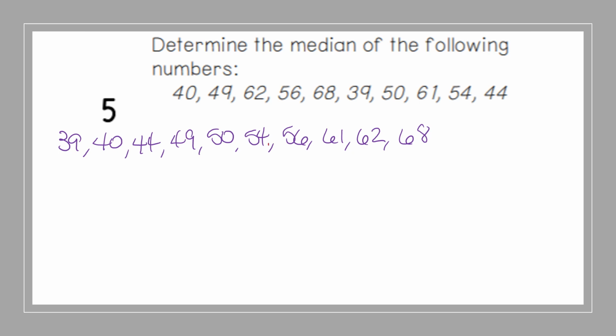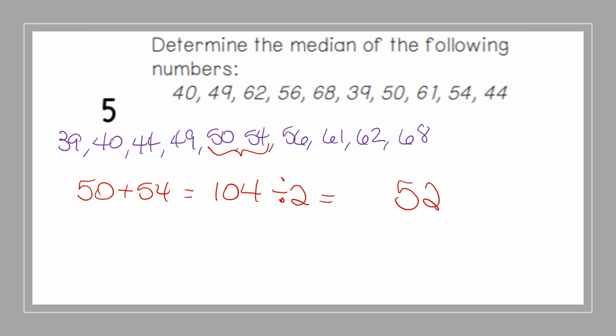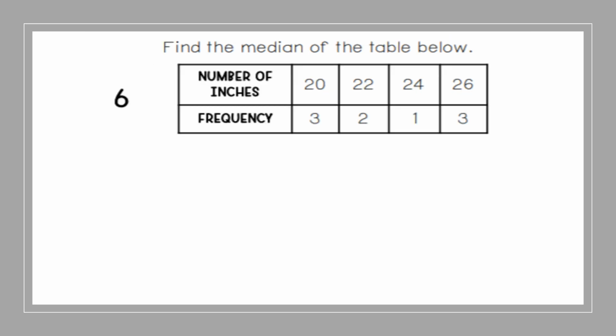We want to find the number or numbers in the middle. In this case, we have an even number of values, so I have 2 numbers in the middle. So I want to find the average or the mean. So 50 plus 54, that's 104, and we need to divide that by 2. So my median would be 52. Even though we did have to find the mean, that is the median of that series.